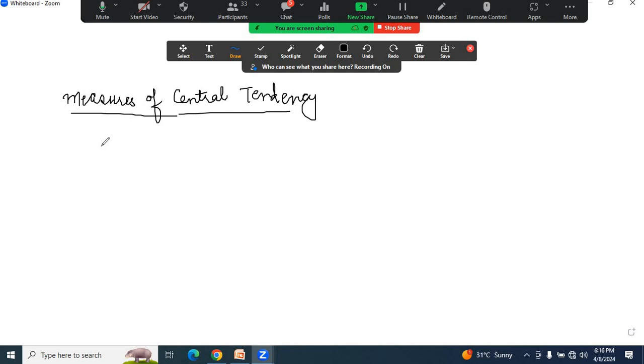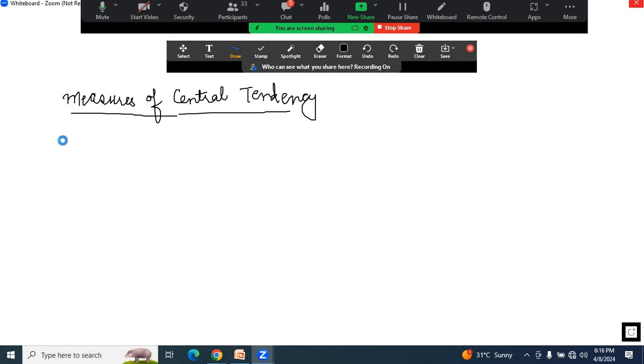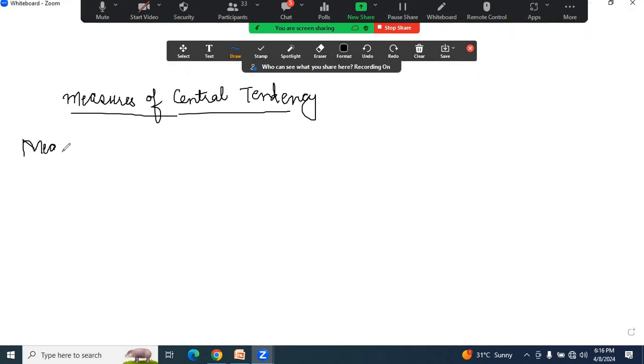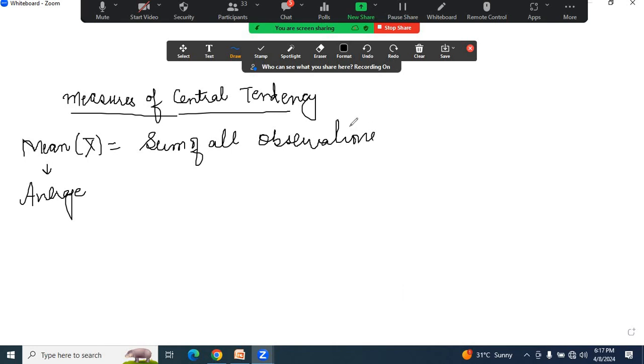If I talk about the marks of students in my class in Hindi, I have 35 children, for example, and I have the marks of all 35 children in Hindi. So I want to see what my average score will be. Any idea how I'll find the average score of my class in Hindi? Sum of all the marks divided by the total number of students. Very good. So mean is x bar, which is also called average: sum of all observations upon total number of observations.